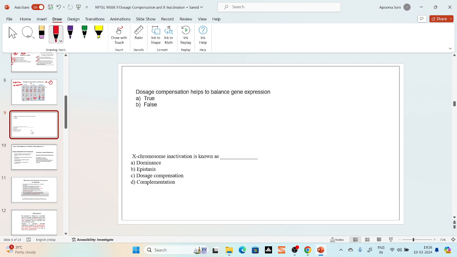So the first question is, dosage compensation helps to balance gene expression. True or false? I'll give you 30 seconds to 1 minute to think, and then I will switch the screen. This is a very simple question.